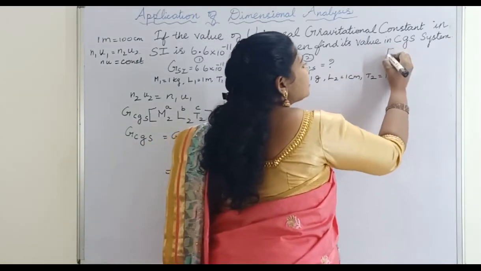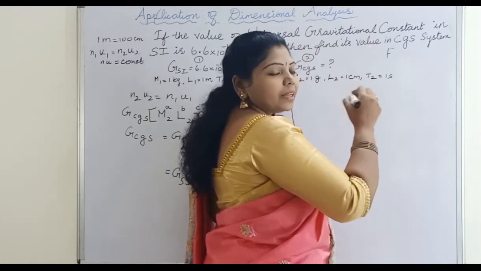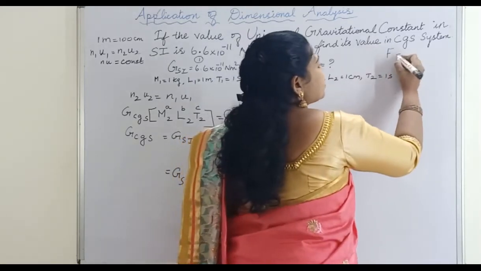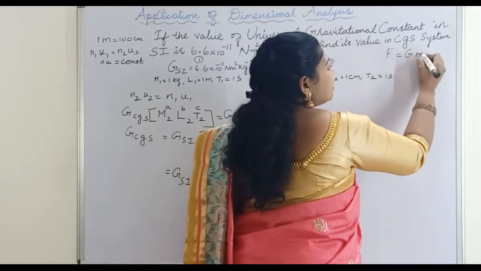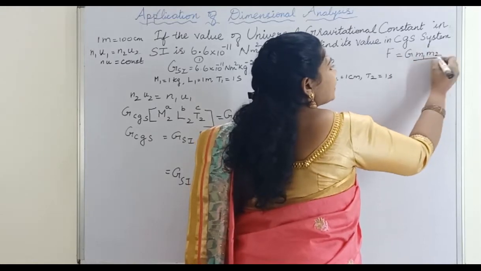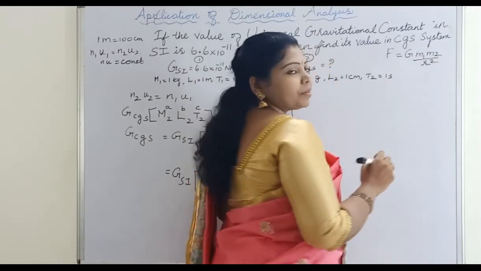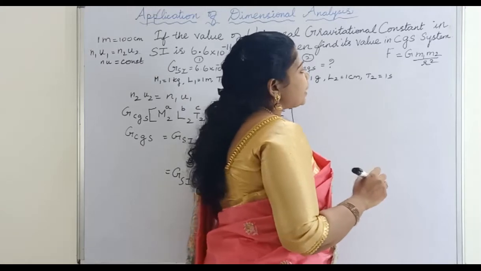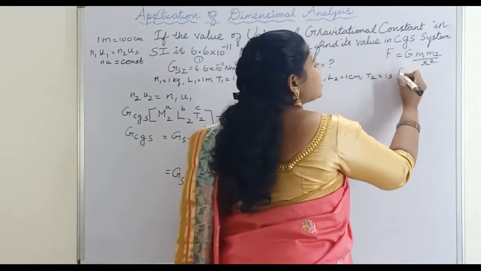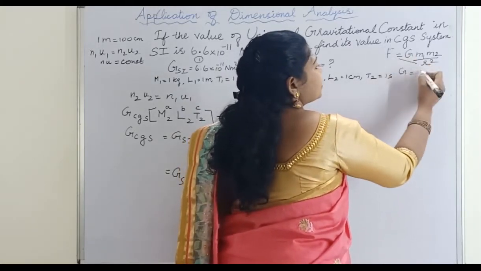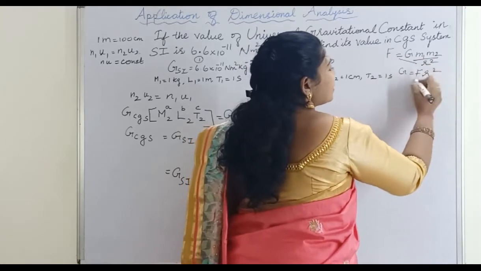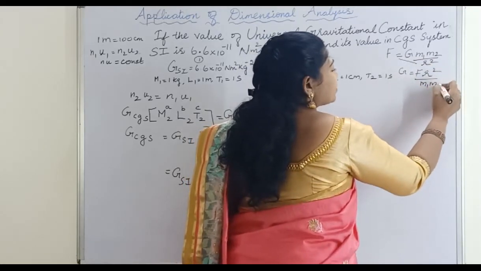So how to find the dimensional formula for G? We know the force of attraction between any two bodies, F is equal to G into M1 M2 by R square. From here, what is G? G is equal to F R square by M1 M2.